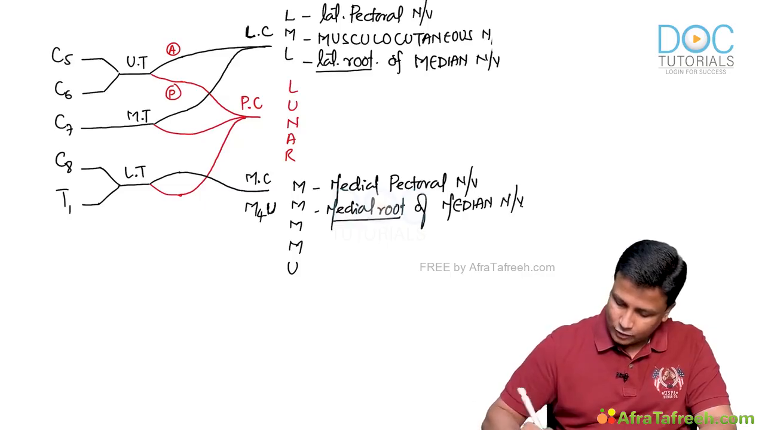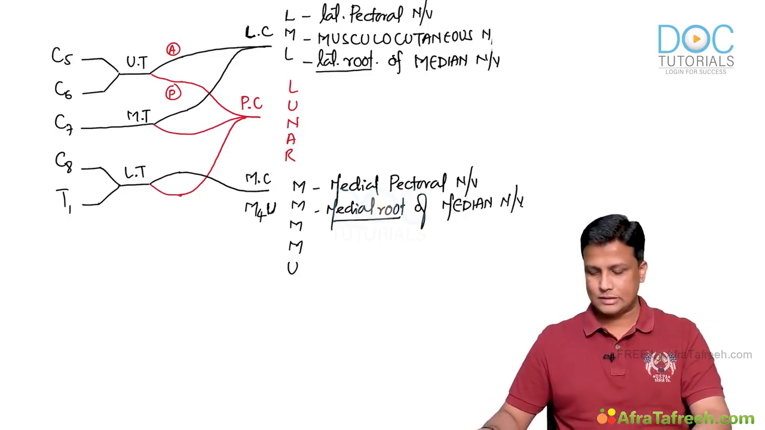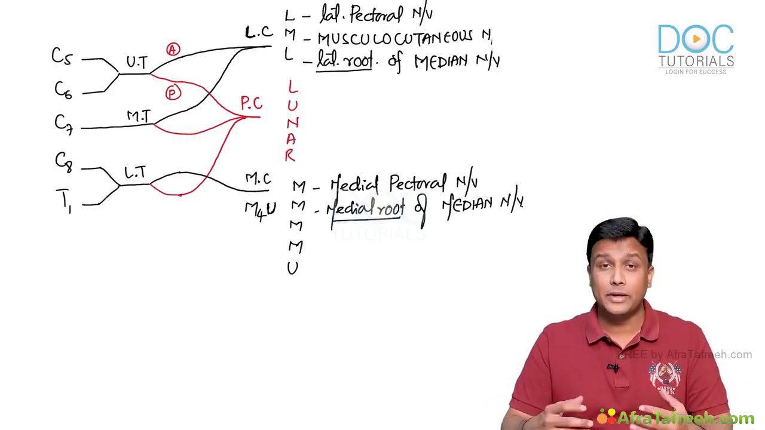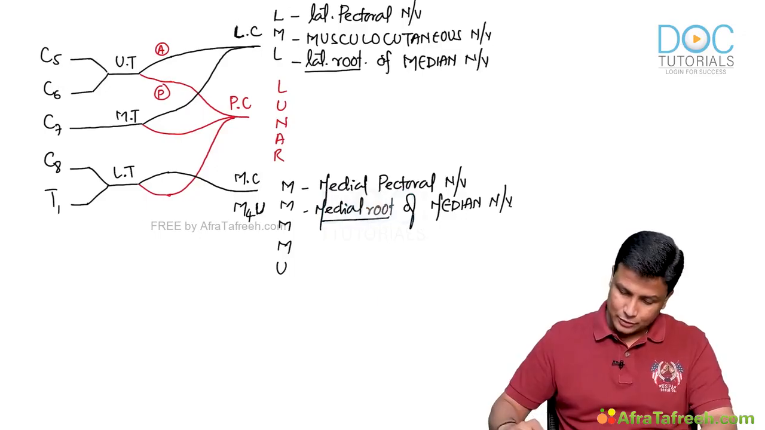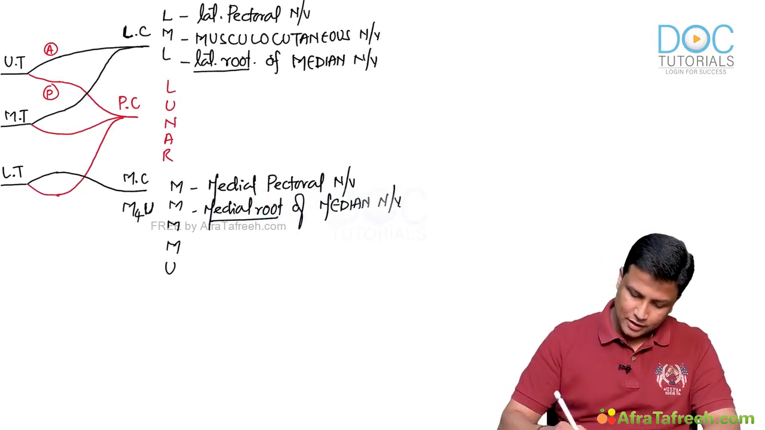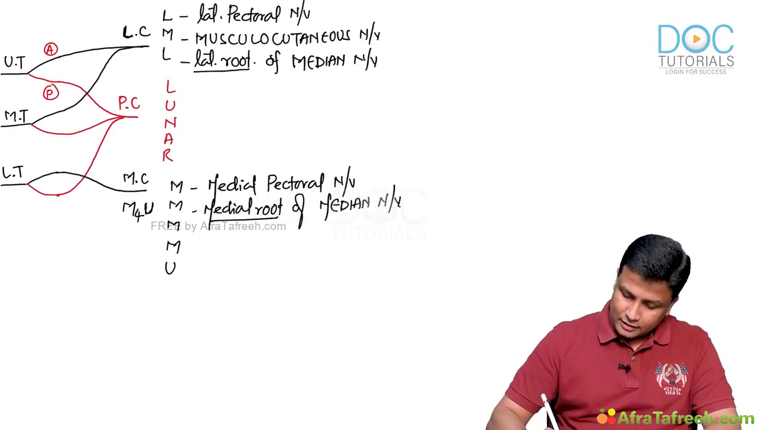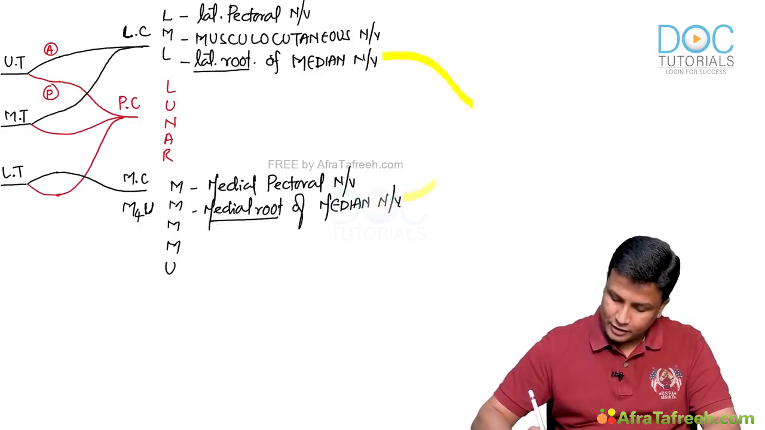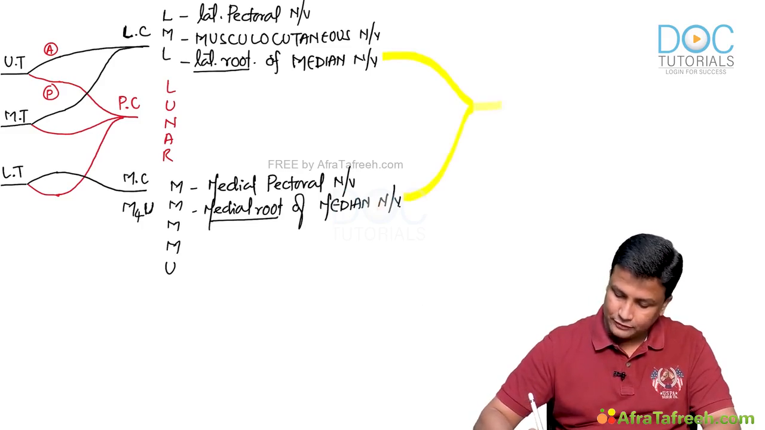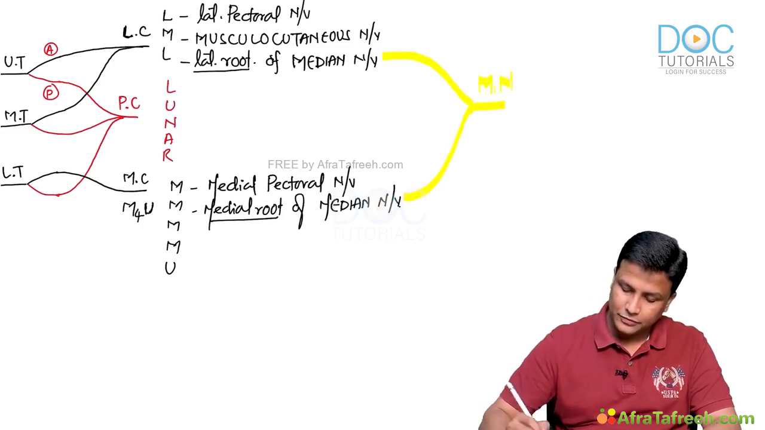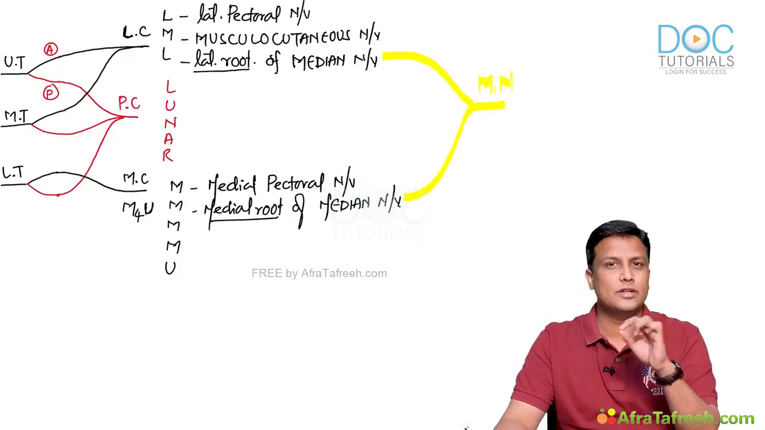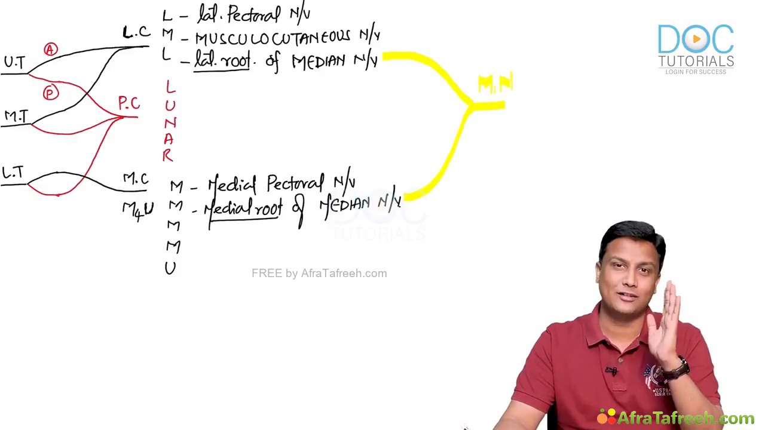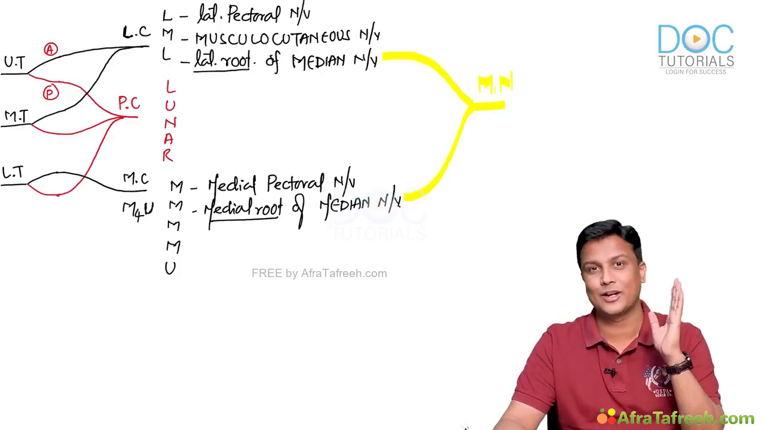Now here, I want all of you to appreciate one thing. Suppose I ask you, what is the origin of median nerve? Median nerve is beginning from where? So look here carefully, guys. Don't spoil your diagram in your books. Lateral root of the median nerve is coming from the lateral cord, and the medial root of the median nerve is coming from the medial cord. Both of them will combine together to form your median nerve. So basically, median nerve is originating from both your lateral cord as well as medial cord, guys.